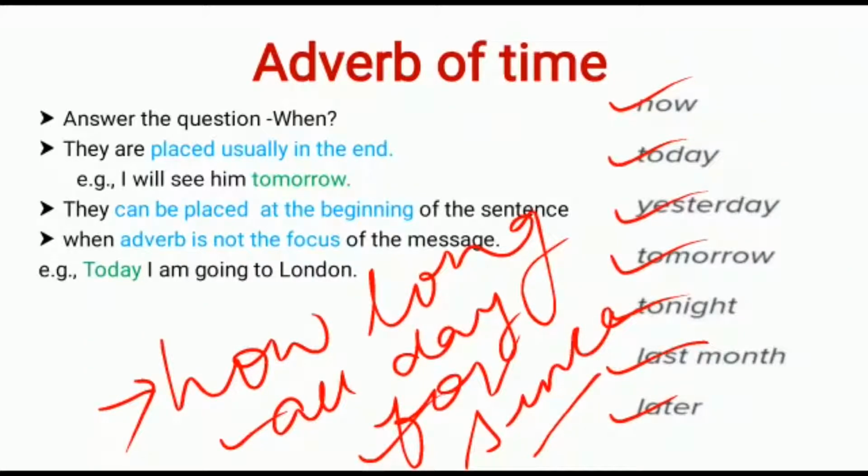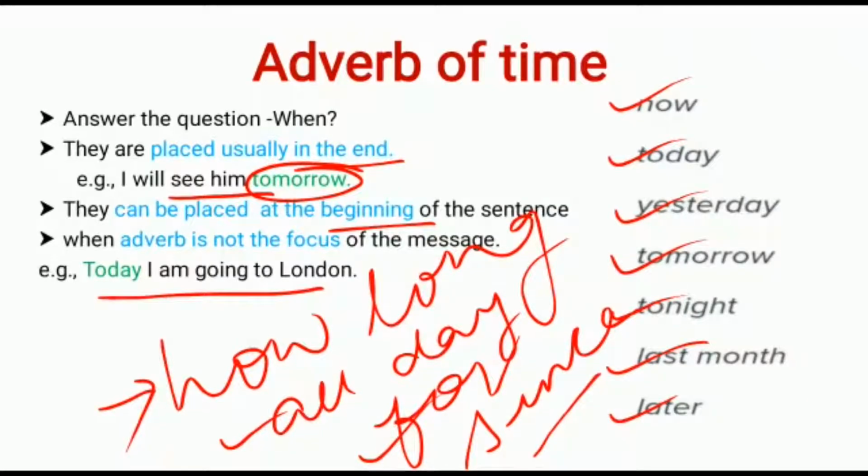If we talk about their position, they are placed usually in the end of a sentence. And if the adverb used is not the focus of the message, that is when we do not want to emphasize the adverb, we use it in the beginning of the sentence. Now you can understand this difference with the help of these two examples. I will see him tomorrow. Here we are emphasizing the word tomorrow. This is our adverb of time, and that is why it is placed at the end of a sentence.